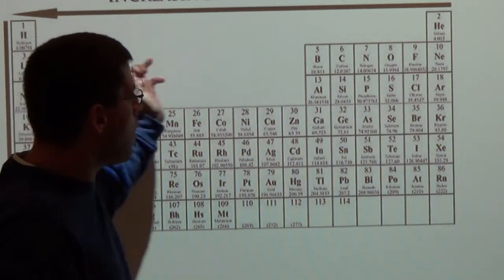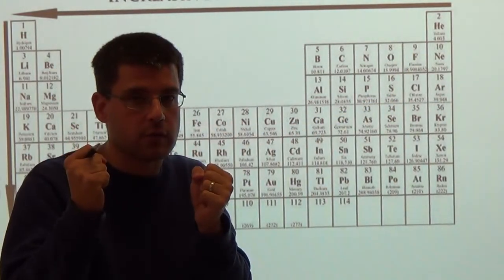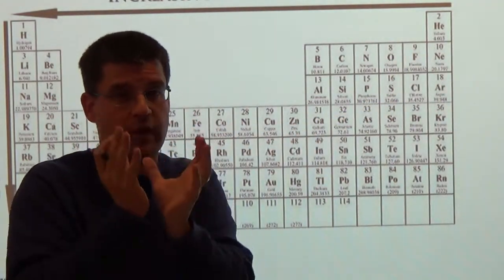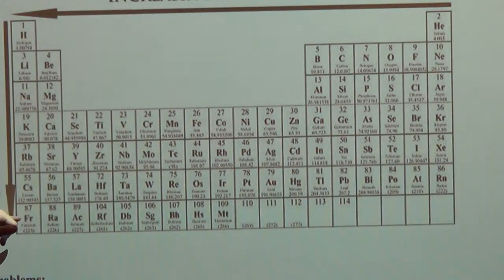So as we go across, the radius gets smaller because, again, more protons, more electrons, but on the same level. As you go down, you have more protons. But wait a minute, adding levels. Game over. Gets larger as you go down.